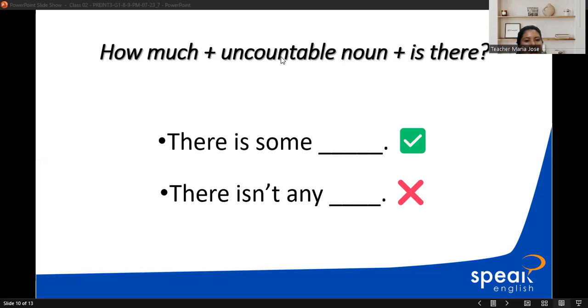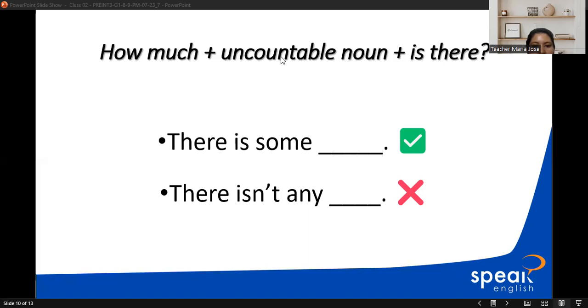Tatiana, how much ice cream is there? Remember from the examples in the chat, how much ice cream? There is some ice cream. Excellent. Very good. Let's continue.